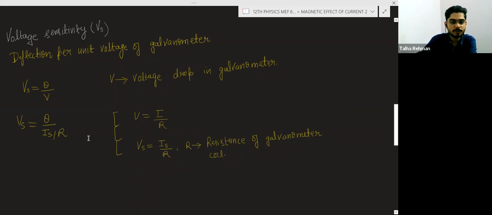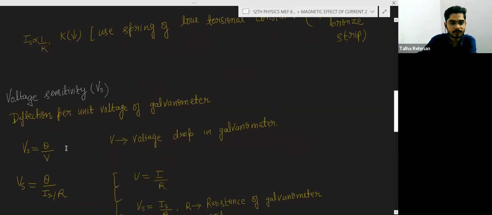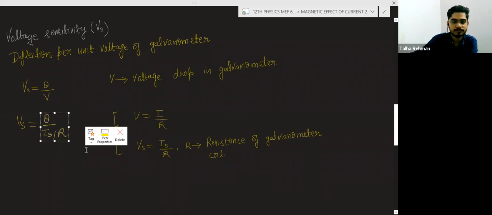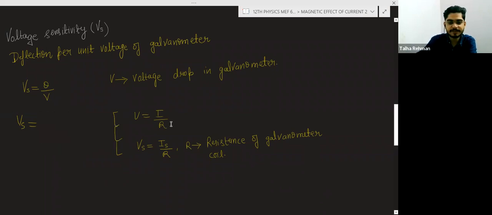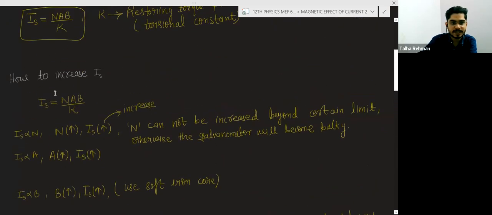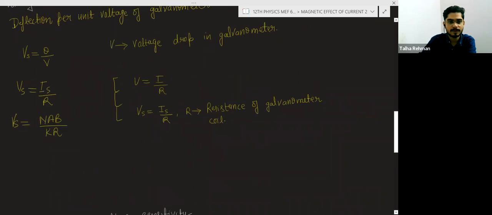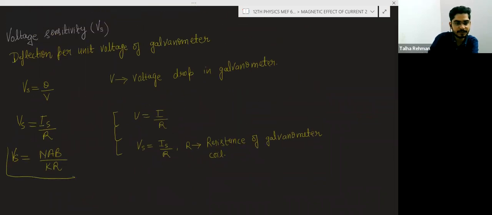So voltage sensitivity can be written like this: current sensitivity divided by the resistance of the galvanometer coil. So I can write this as Is divided by R. Now put the value of Is, NAB divided by K. Is is NAB divided by K. So Vs is equal to Is, that is NAB divided by K, into R. Okay, so this is your voltage sensitivity.